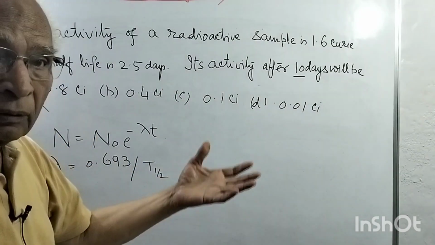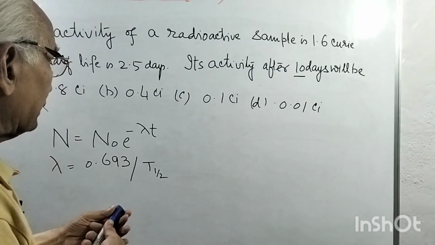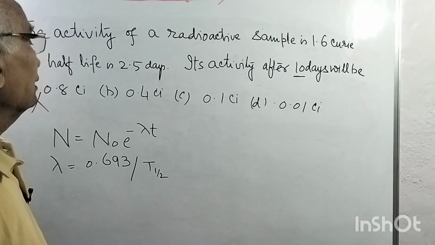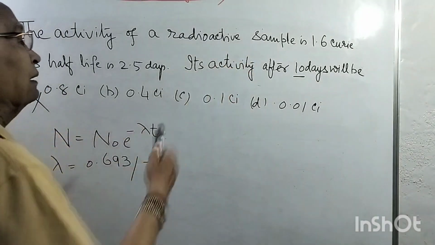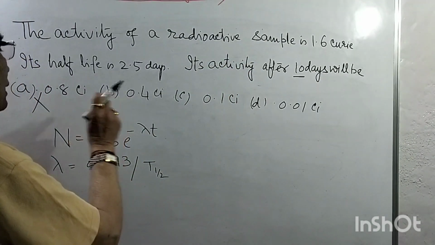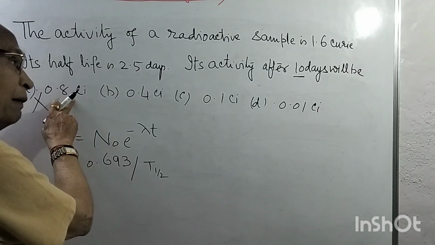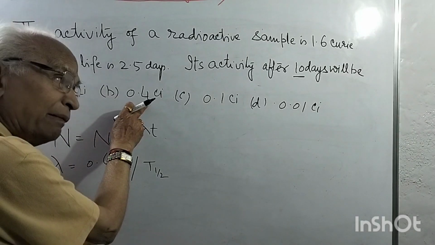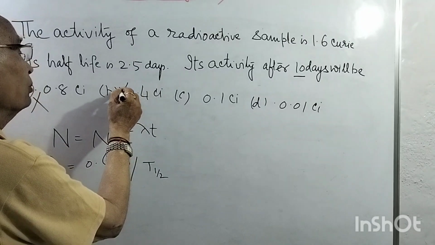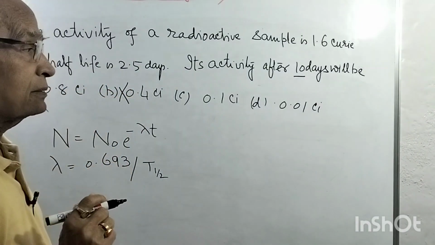2.5 into 4. So this also cannot be the correct answer. Because it is 10 days, it will be after 2.5 days. It will be after 5 days. So this also cannot be correct. This is from common sense.